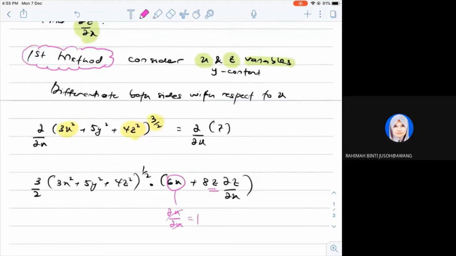So this is for the first method. In the first method it is compulsory like that. If you differentiate z, it must be coupled with del z over del x. If with respect to y, it is del z over del y. Okay, understand this?